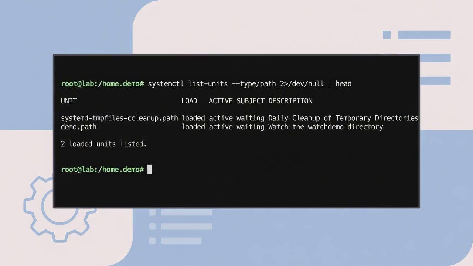Finally, list-units --type=path shows every path unit systemd currently has loaded, so we can see our new unit sitting alongside the built-in ones once it has been installed. This is how you verify that the on-disk file has actually been picked up by the service manager and is being monitored for file system events.